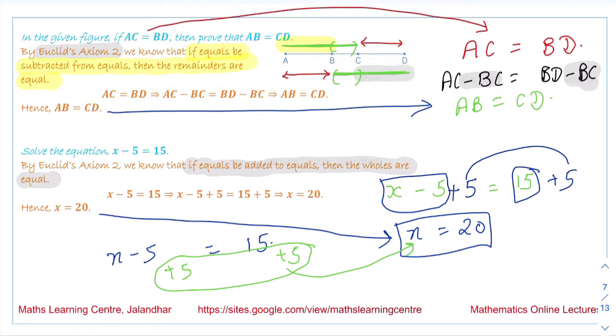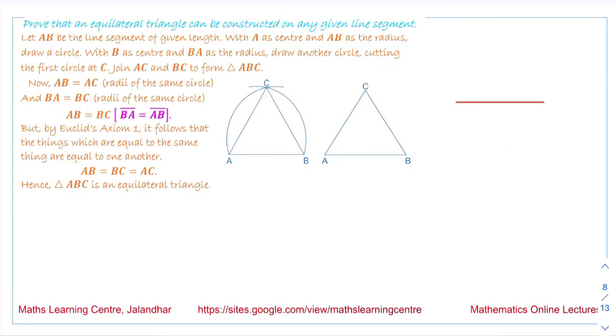Now the next thing we have is: prove that an equilateral triangle can be constructed on any given line segment. We have to prove this, that a line segment of given length is given to us. Suppose AB is a line segment that is given to us and it has some fixed length. Then with A as center and AB as radius, we draw a circle over here.